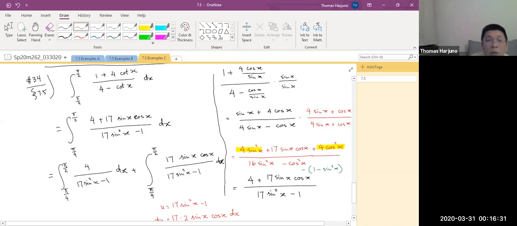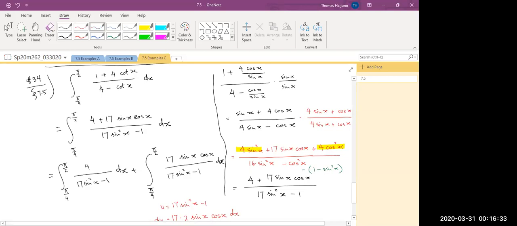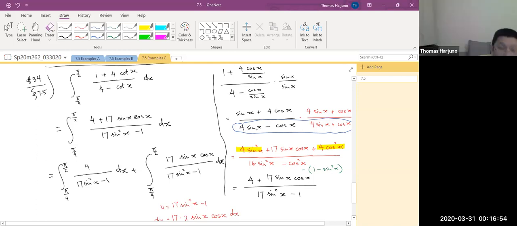Which one are you talking about? The denominator. So here? Here? Yeah, okay. So you added it. Aren't you supposed to multiply it by 4 sine x minus cosine x? Because that's the denominator, but we added it. I still don't see what you mean.